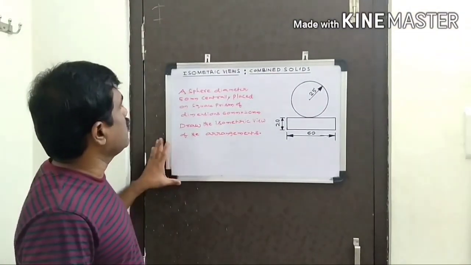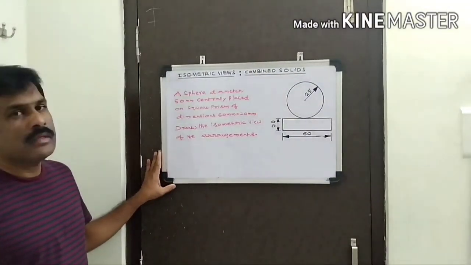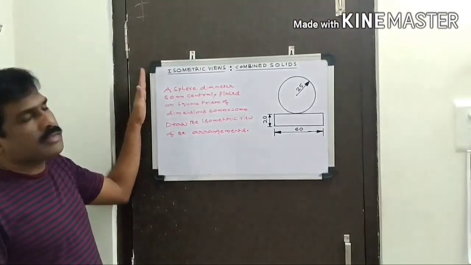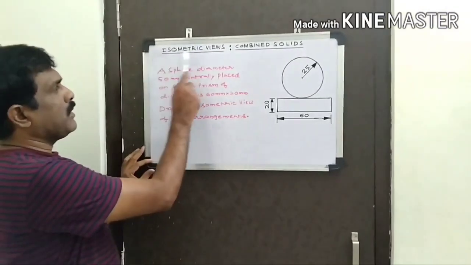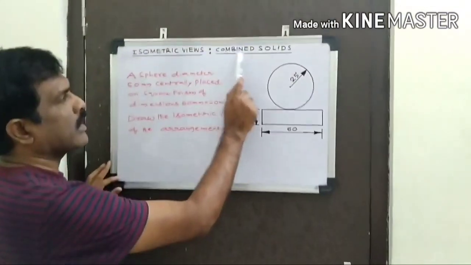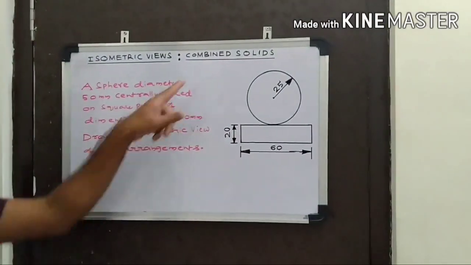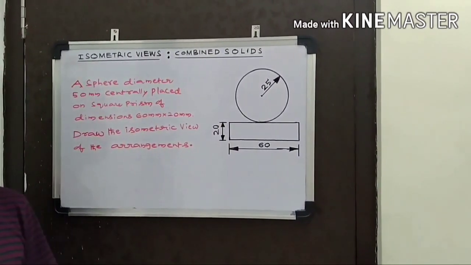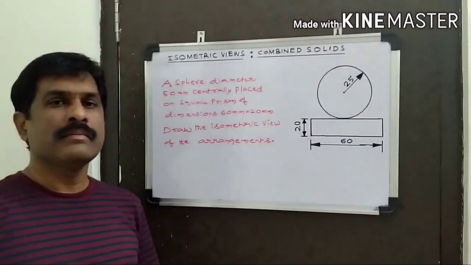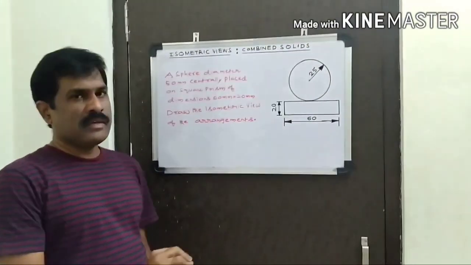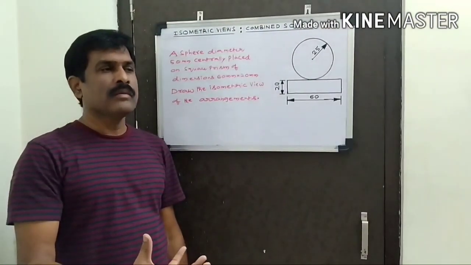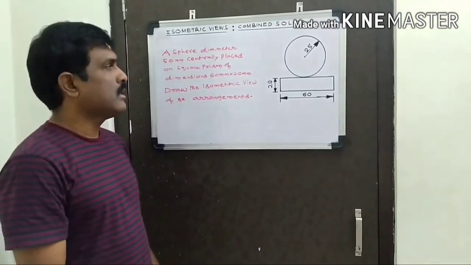Students, good morning. Fifth unit in ISO views, we are having a third concept: isometric views for combined solids. Solids can be classified into prism, pyramid, cylinder, cone, sphere. On the basis of these five solids, we are having combined solids.